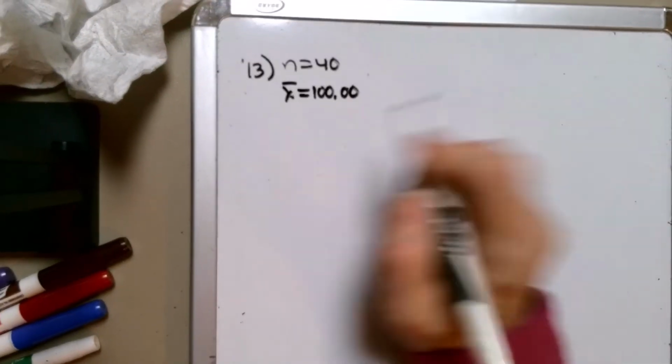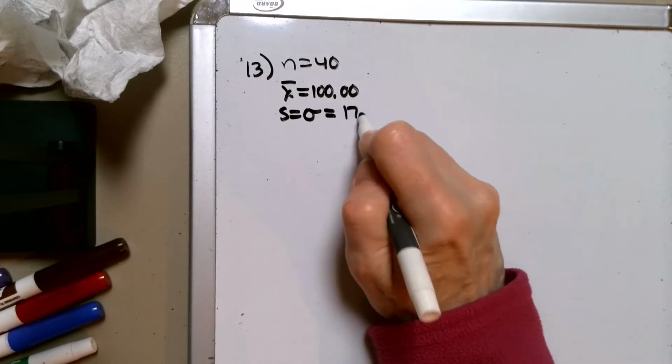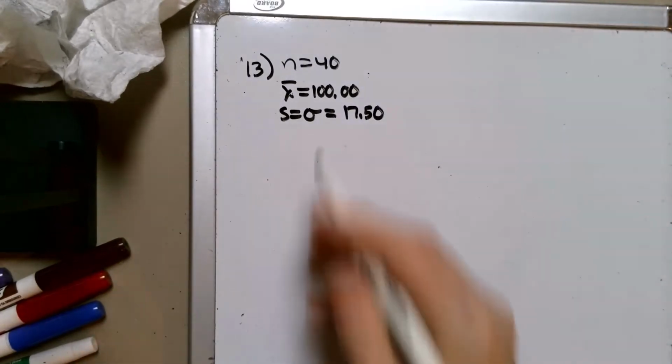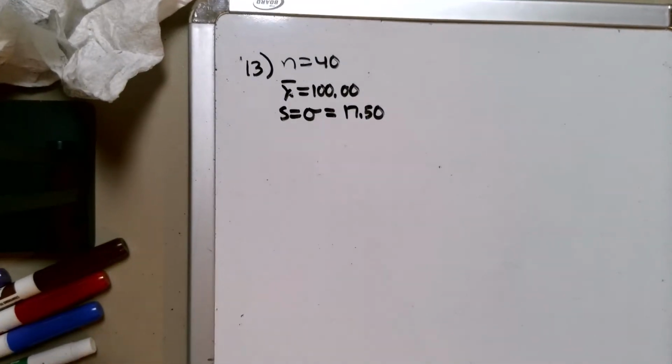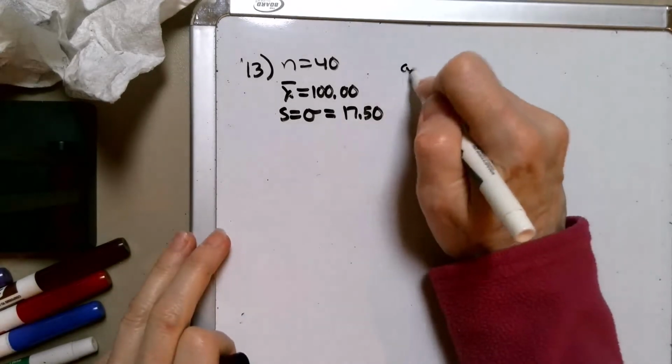The sample standard deviation, that's S, but I can use that for the population standard deviation, is $17.50. The reason I can use it is because we have a large sample. By the way, this is section 6.1, confidence intervals. So A, construct a 90% confidence interval for the population mean. Okay, so starting with A.